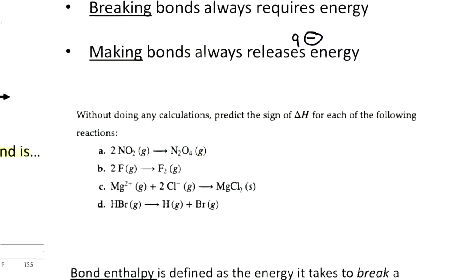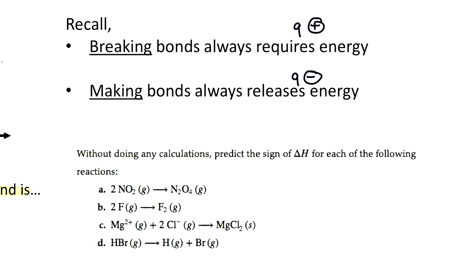So without doing any calculations, look at this definition. Tell me the sign of delta H for these reactions. This first one. We're taking two things and we're making one thing. So what are we doing? Are we breaking bonds or forming bonds? Forming a bond. So what is the sign of delta H here? Negative, because we're forming a bond.